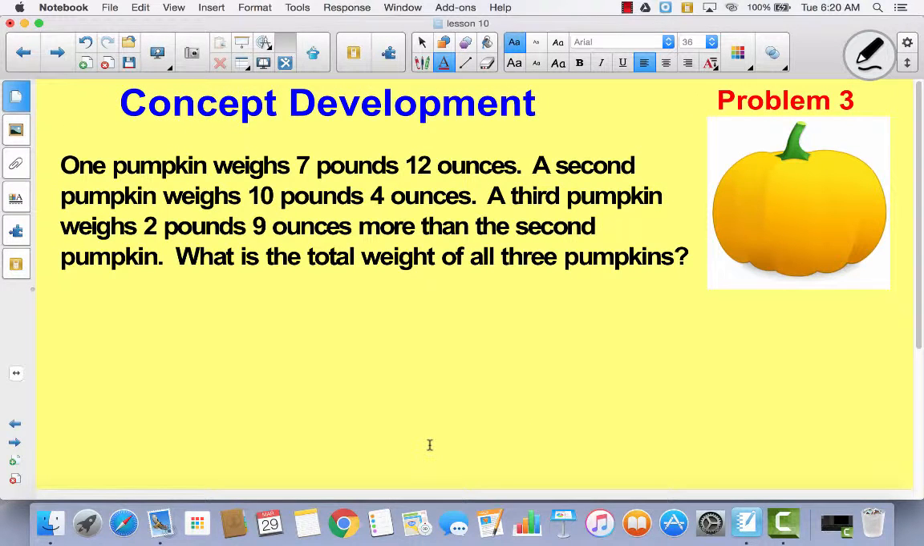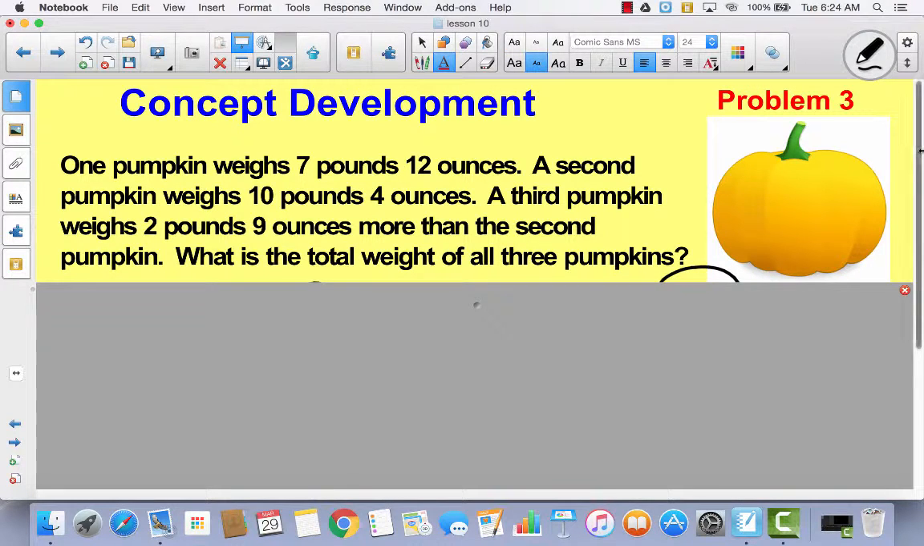Okay, let's take a look at problem number 3. One pumpkin weighs 7 pounds, 12 ounces. A second pumpkin weighs 10 pounds, 4 ounces, and a third pumpkin weighs 2 pounds, 9 ounces more than the second pumpkin. What is the total weight of all 3 pumpkins? So this problem is set up pretty much like what we did in problem 1. I want to see if you can go ahead and use the RDW process on this problem all by yourself, and then we're going to come back together at the end and check together and see if we got the same answer.